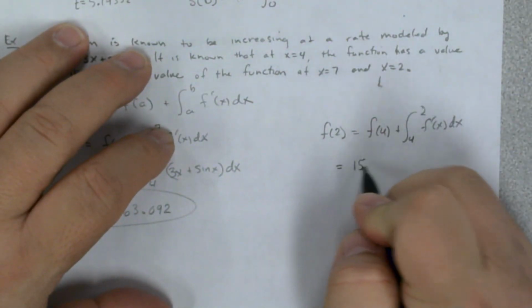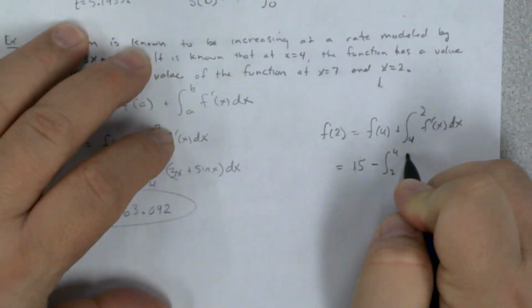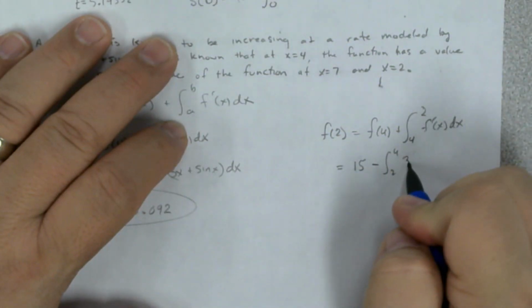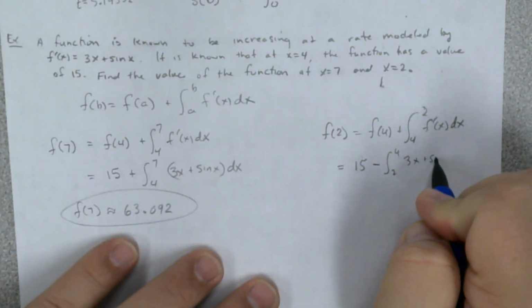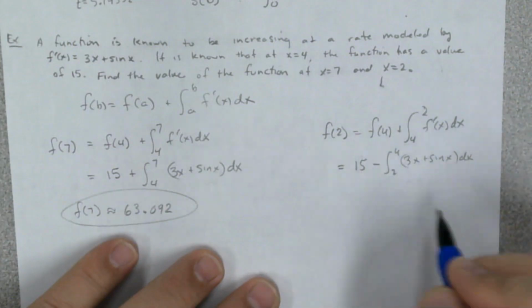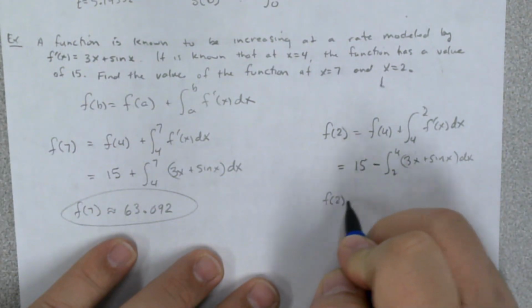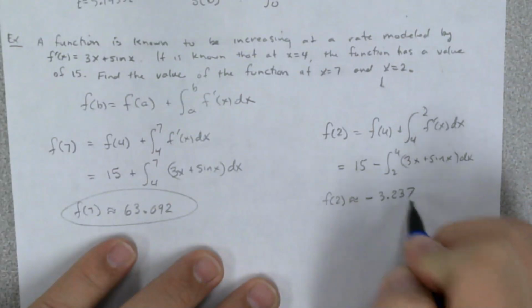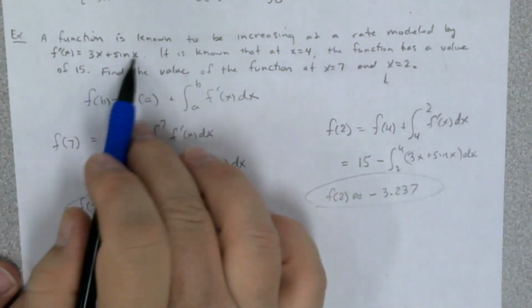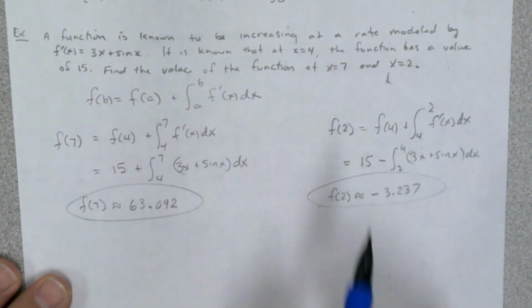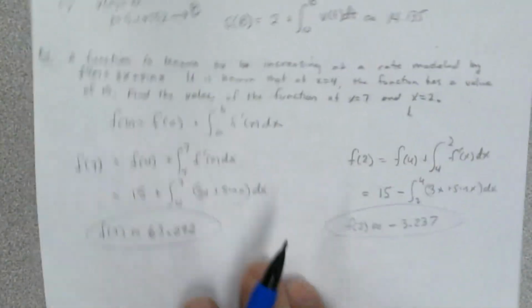So this will be 15 minus the integration from 2 to 4 of this. And I'll just go ahead and type it in: 3x plus the sine of x dx. And then I can work this out and integrate it by hand and evaluate this, or I can just use the calculator to assist me and get negative 3.237. A lot of times for very difficult or semi-difficult problems, that will be on the calculator portion of the test. So that's how I can find position values. And you're going to do this quite often, so let's make sure we can do that, okay?